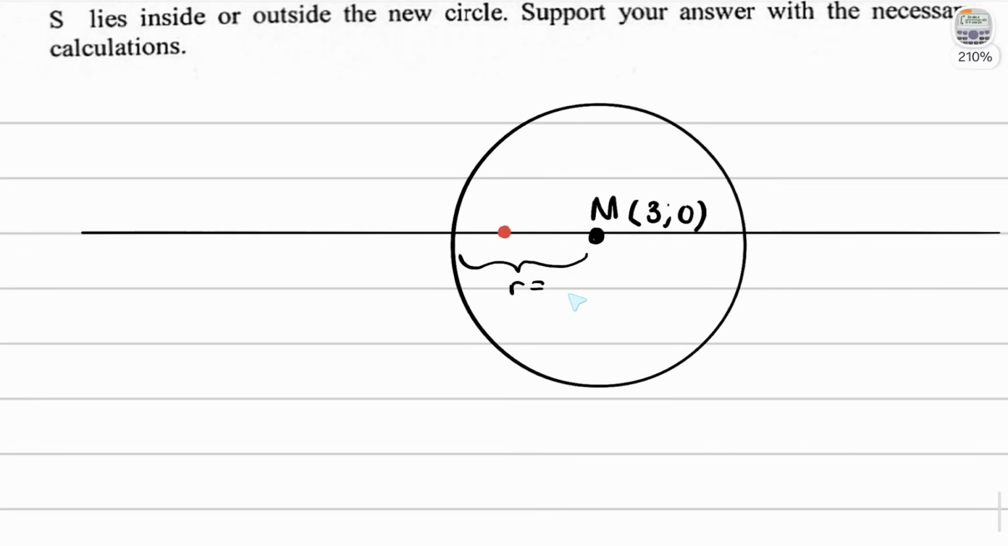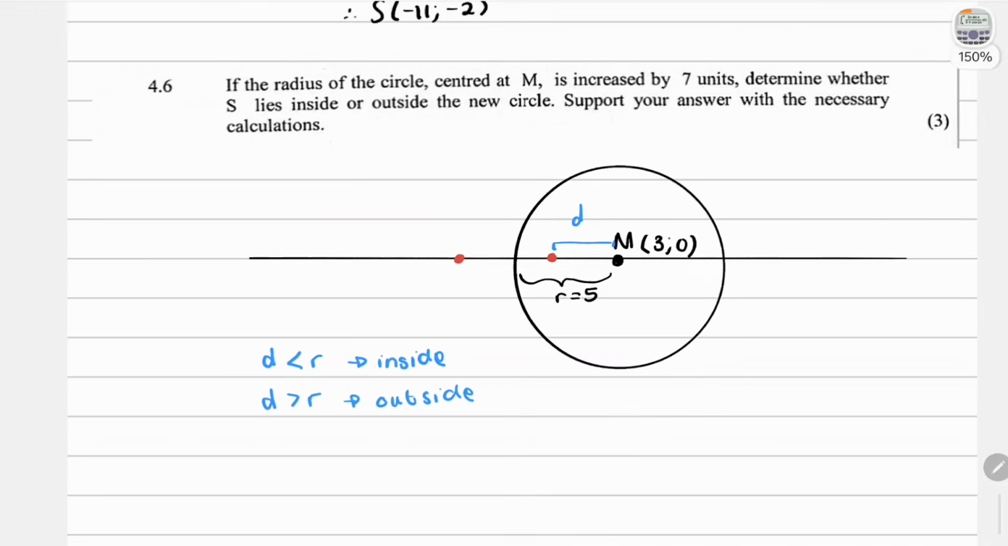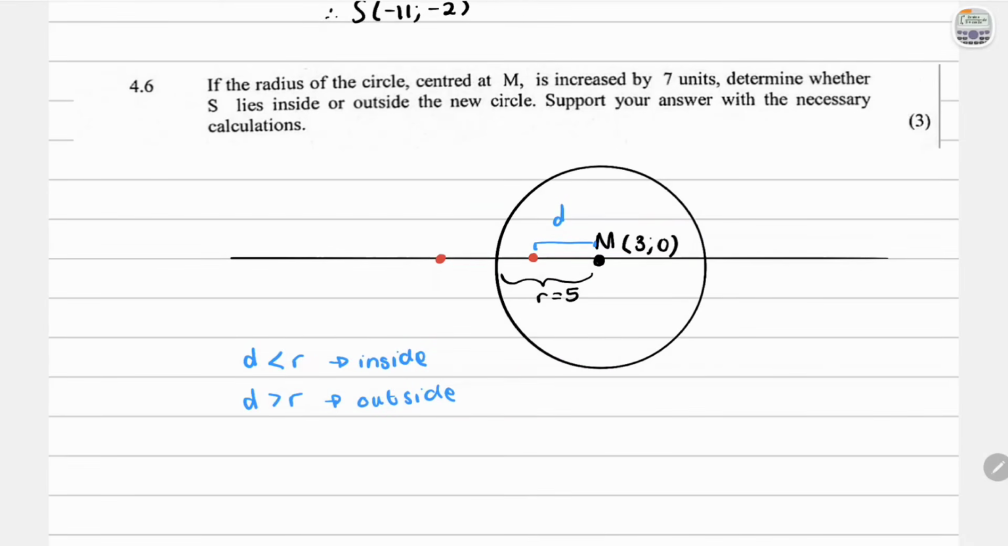So here's the idea behind this. If R is equal to 5, and this point lies inside the circle, then you will notice that the distance from M to that point will be less than 5. That distance will be less than the radius. So we will know it lies inside the circle, because that length is shorter than the length of the radius. If it lies outside, then the distance would be greater than the radius. Then you know it lies outside. Let's just keep that in mind as we go through this question.